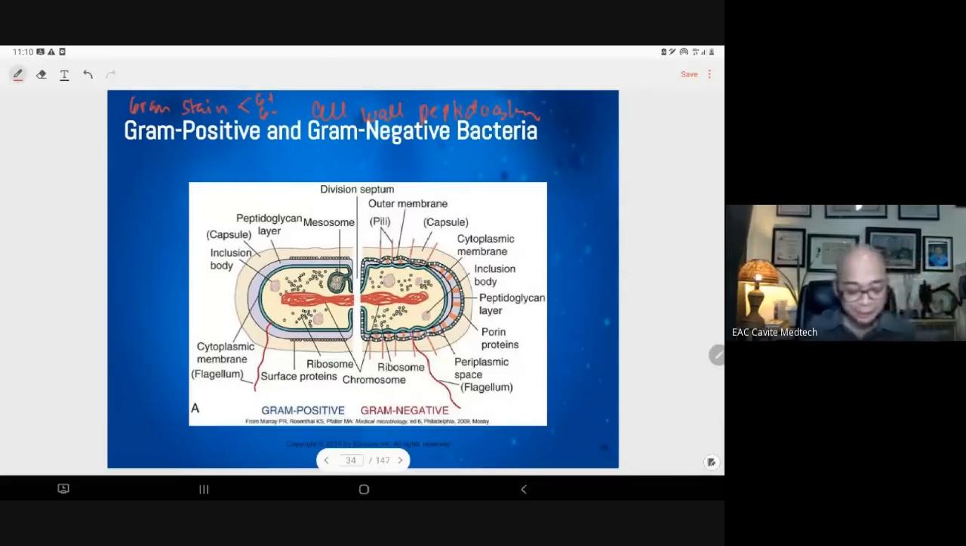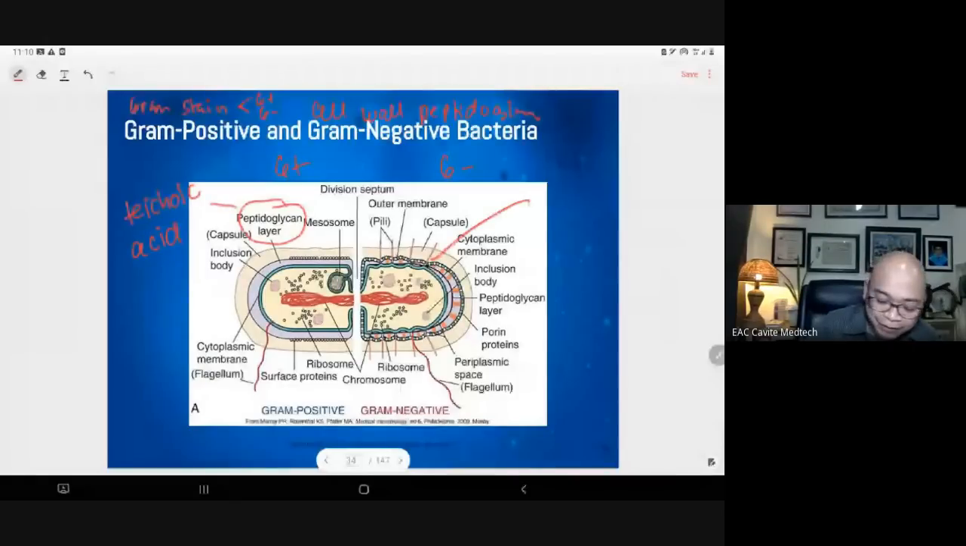As you can see, this is the gram-positive bacteria, and this would be the gram-negative bacteria. Gram-positive bacteria would have a thicker peptidoglycan, and the peptidoglycan is made up of teichoic acid. Whereas the gram-negative bacteria would have a thinner peptidoglycan, but instead of teichoic acid, they have the LPS or the lipopolysaccharide. Okay, so that is for the gram-negative bacteria.